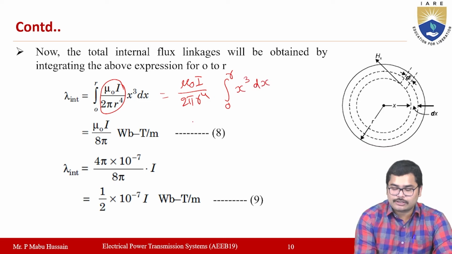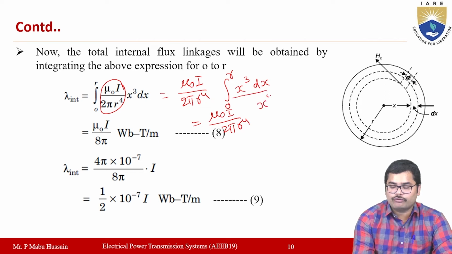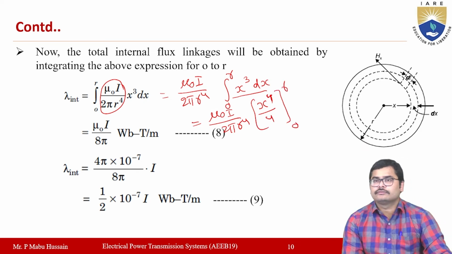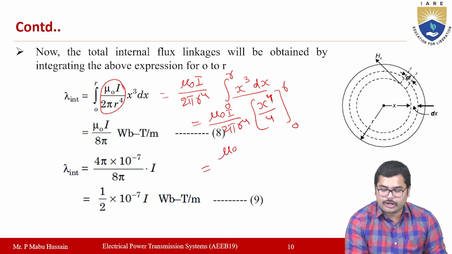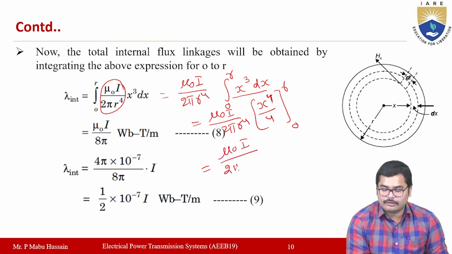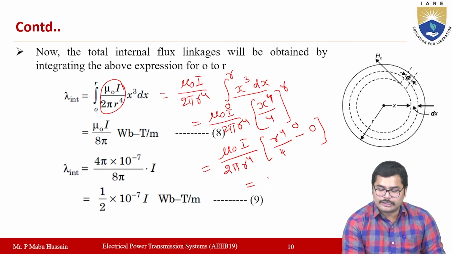So from this expression, you can write mu 0 I by 2 pi r power 4. Now the integral of x cubed will be x power 4 by 4, and the limits are from 0 to r. So you can write it as mu 0 I by 2 pi r power 4 into, taking r, r power 4 by 4 minus 0. From this you can write it as mu 0 I by 2 pi r power 4 into r power 4 by 4.